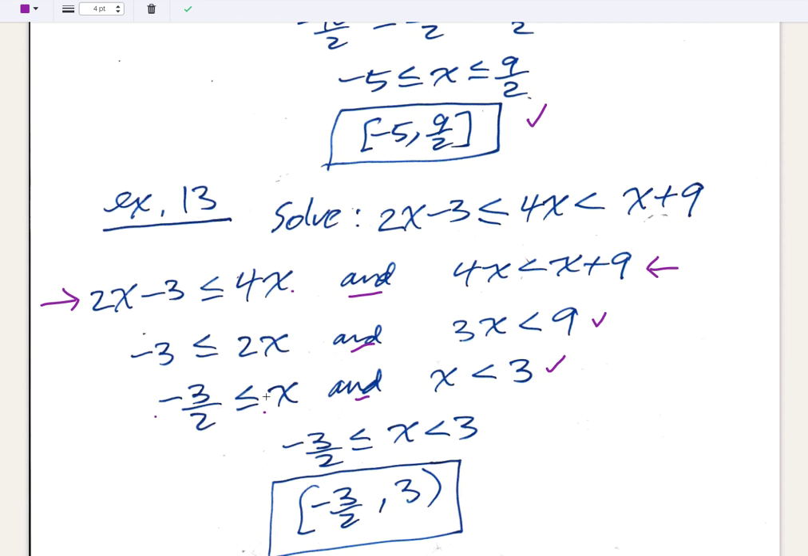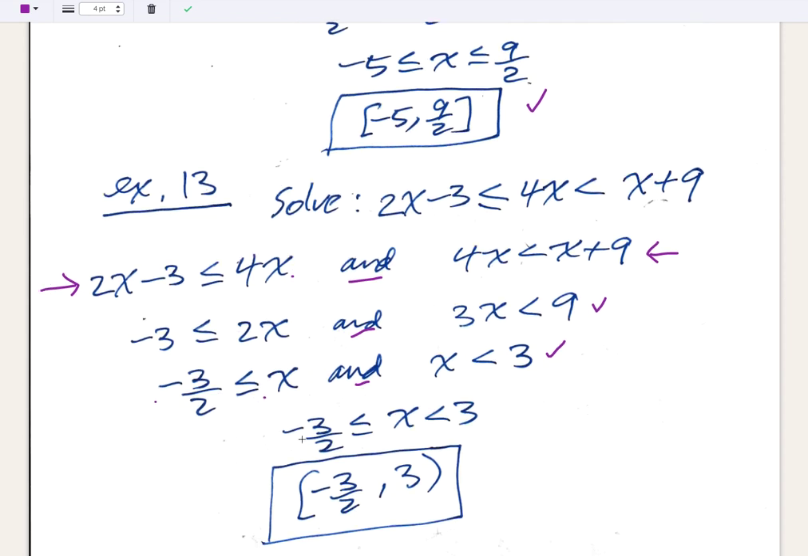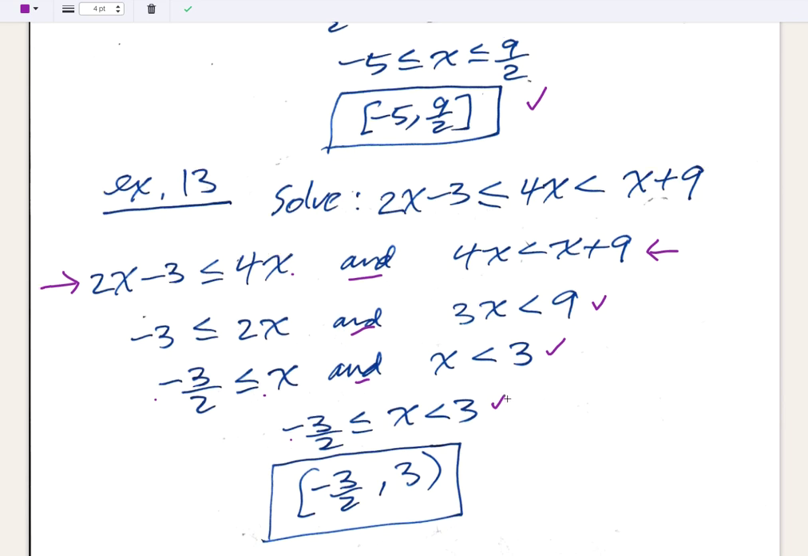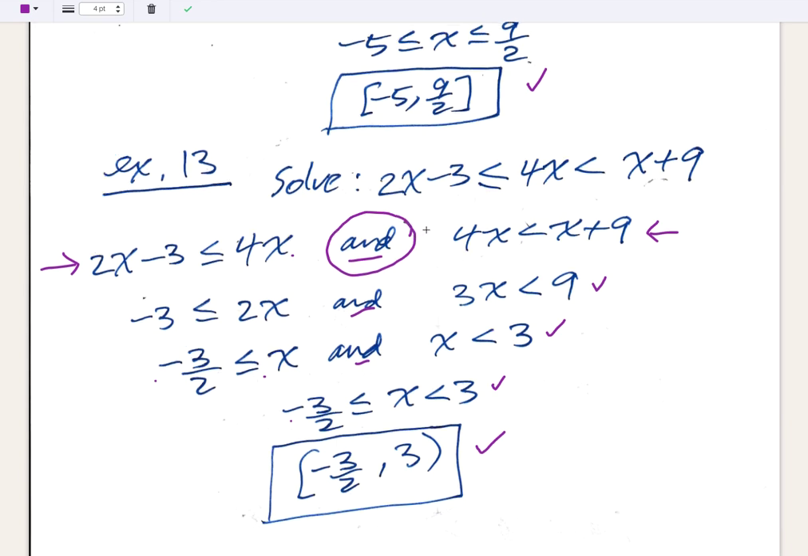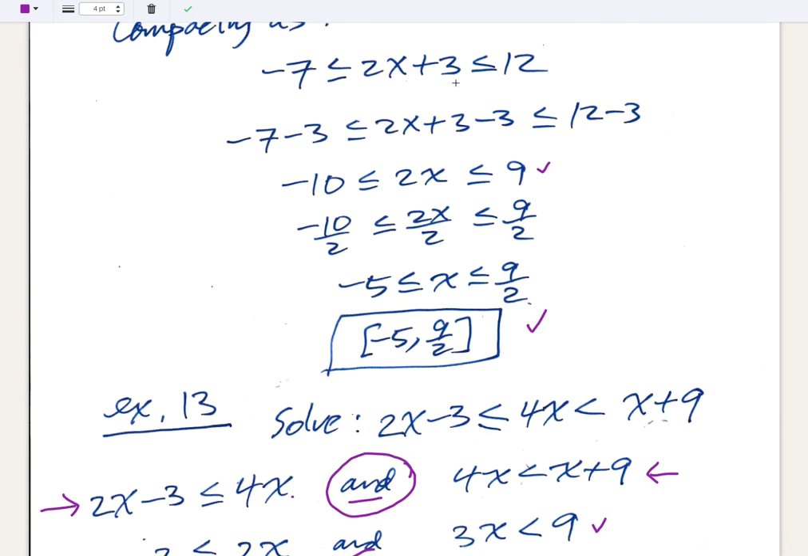And now let's put these together, and you can see I can squish them together now. I've got -3/2 is less than or equal to x is strictly less than 3. In interval notation, that'd be square bracket, -3/2, comma, 3 parenthesis. So you see, sometimes you do have to take a compound inequality like that and actually break it up, and other times you don't.